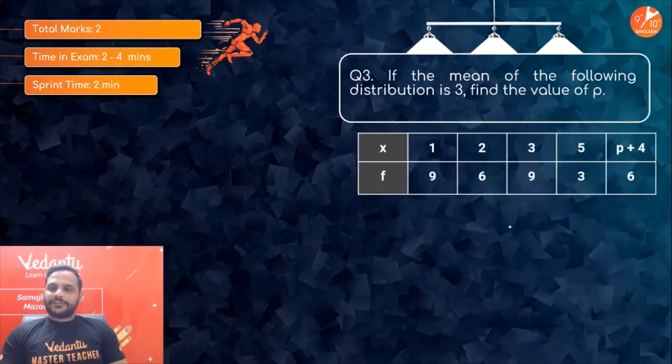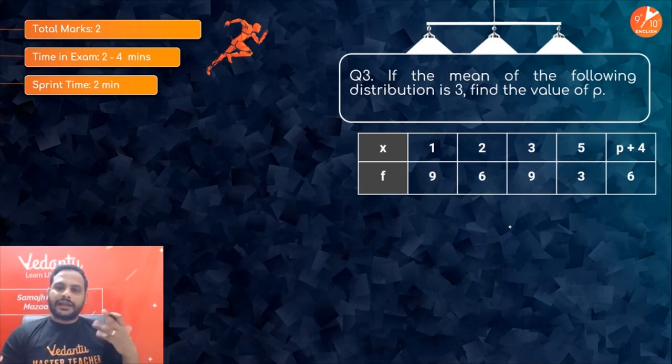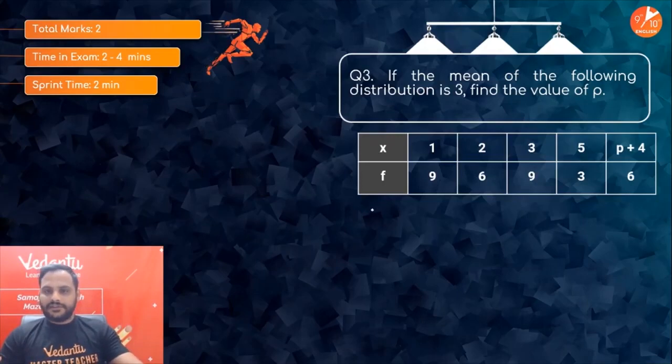Next question. If the mean of the following distribution is 3, find the value of p. Now here I can directly use the direct method. All right, so values of x are given, f is given. So I will say x into f. So 9 into 1 is 9, 2 into 6 is 12, 3 into 9 is 27, 5 3s are 15, and it will become 6p plus 24.